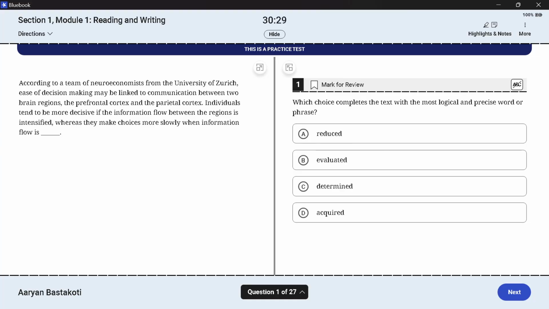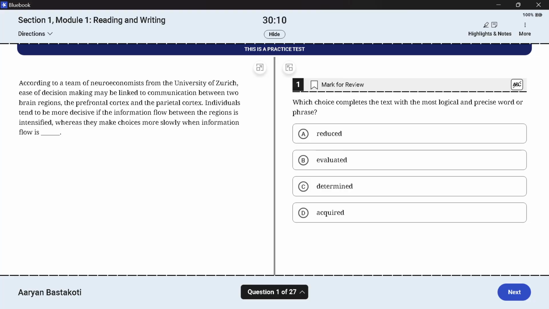According to a team of neuroeconomists from the University of Zurich, ease of decision making may be linked to communication between two brain regions, the prefrontal cortex and parietal cortex. What I suggest here is active recalling. Try to understand each sentence, and try to summarize each sentence in a word or two.